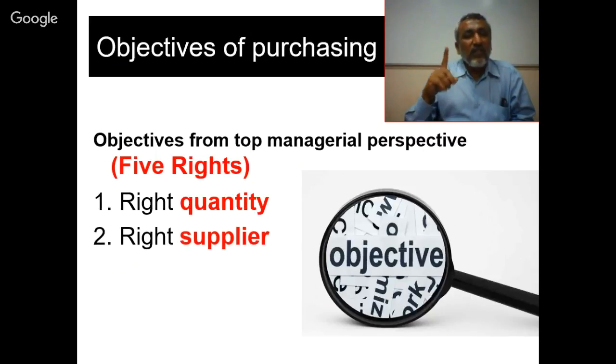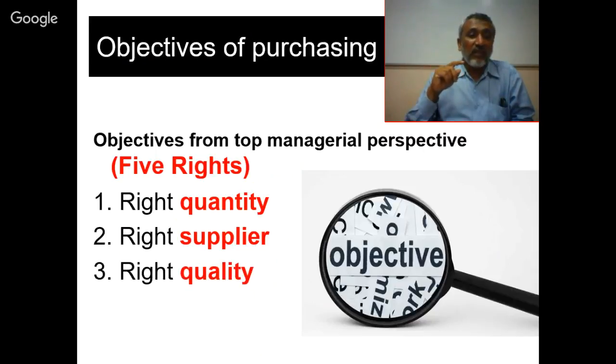Next, we need reliable suppliers. That means buying from the right supplier is also equally important in an industry. And buying in the right quality is very important. That means we have specifications, and we have to ensure that the purchase is done exactly as per our specifications. So the quality is extremely important. Right quality is another R of purchase.